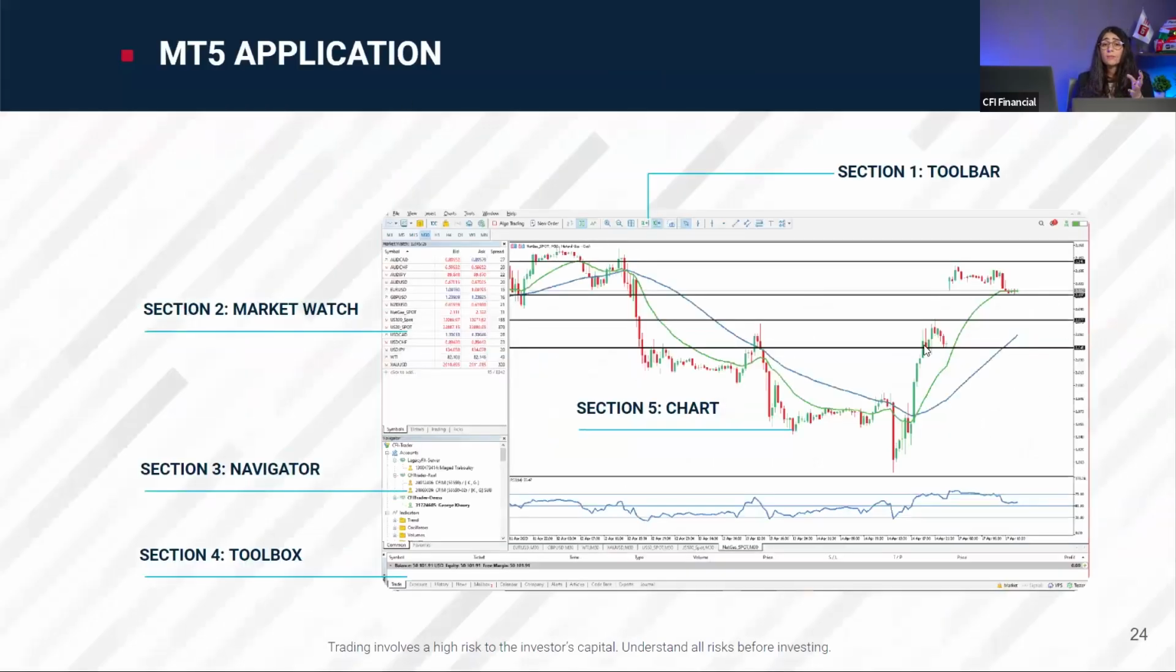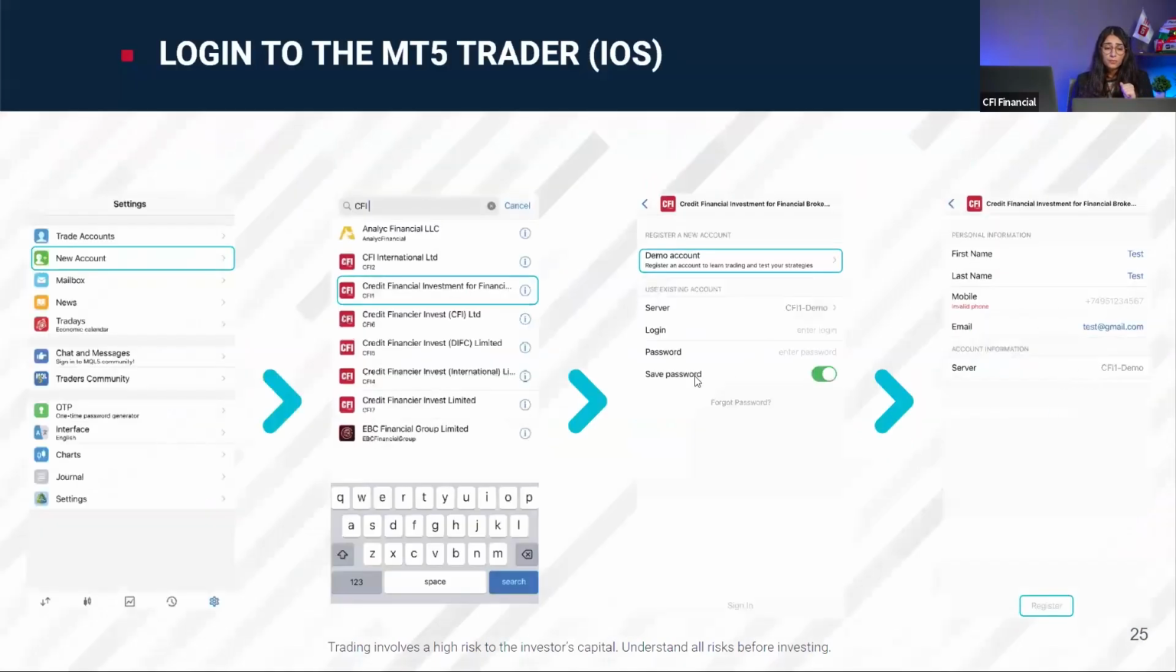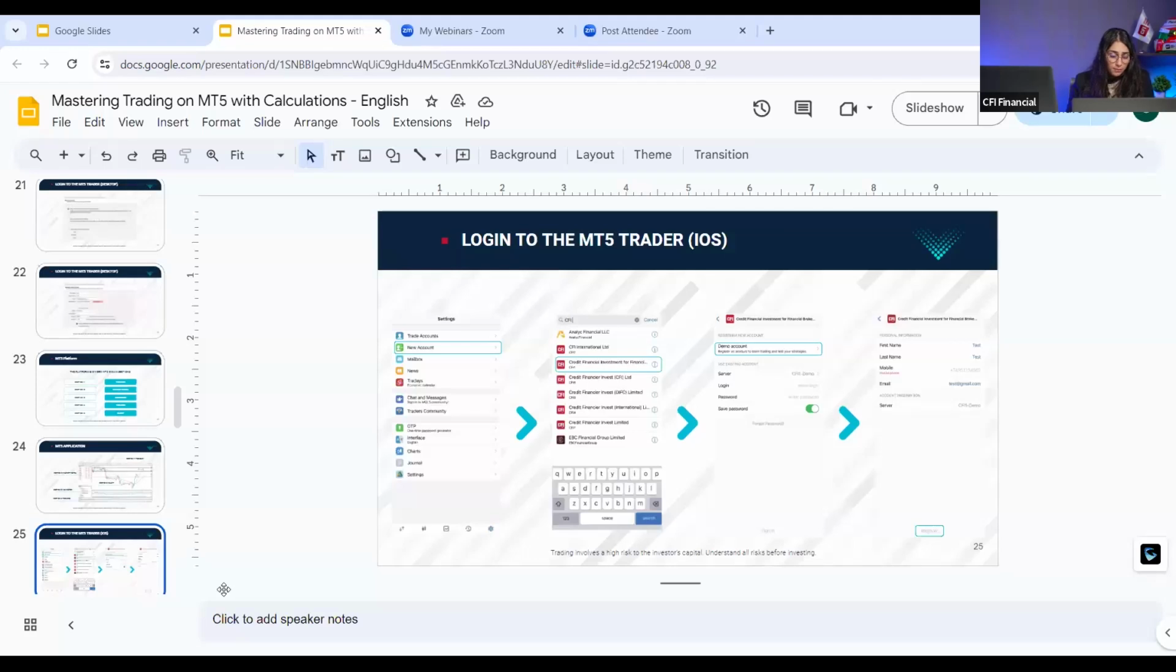The MT5 platform is divided into five main sections. We have the toolbar, the market watch, the navigator, the toolbox, and the chart. And we're going to enter the MT5 platform and explain everything.